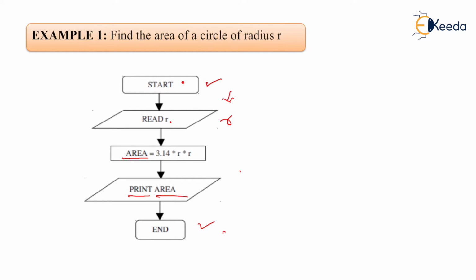After that, you have to take an input from the user with the help of the input and output box. Then for the processing, we have used the rectangular box, that is the process box. And then for the display purpose, we have used the input and output box.